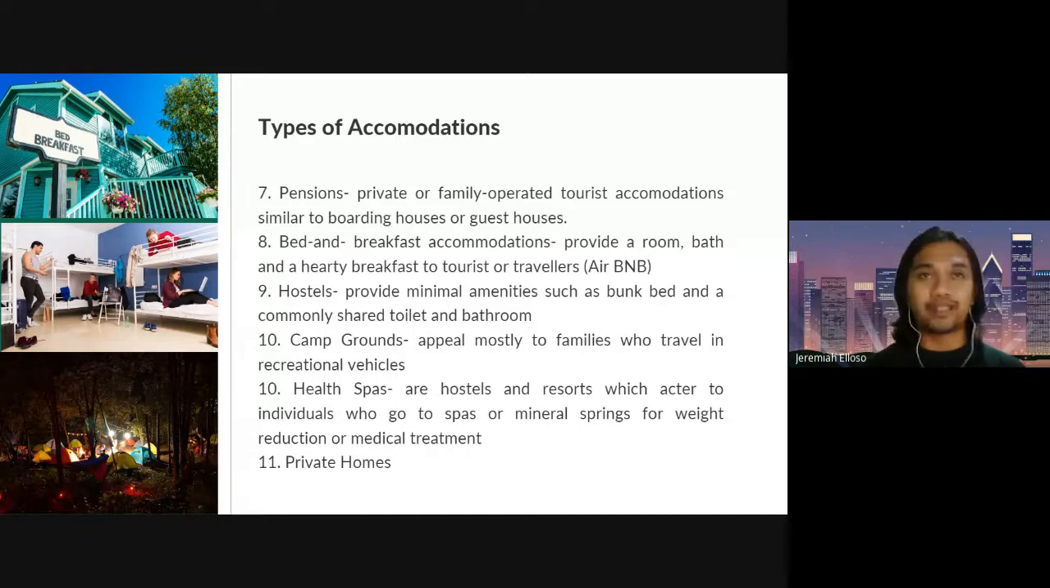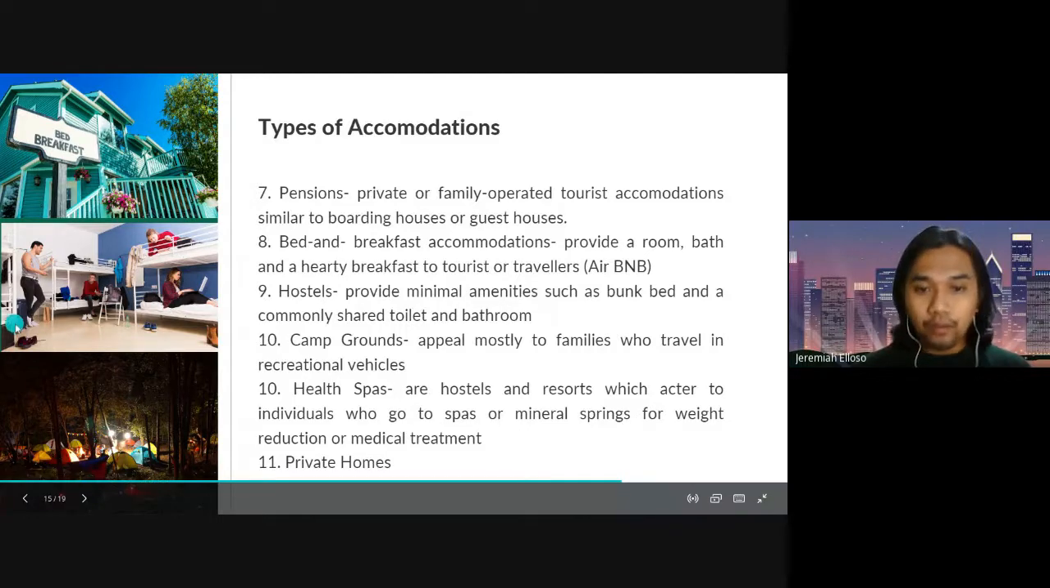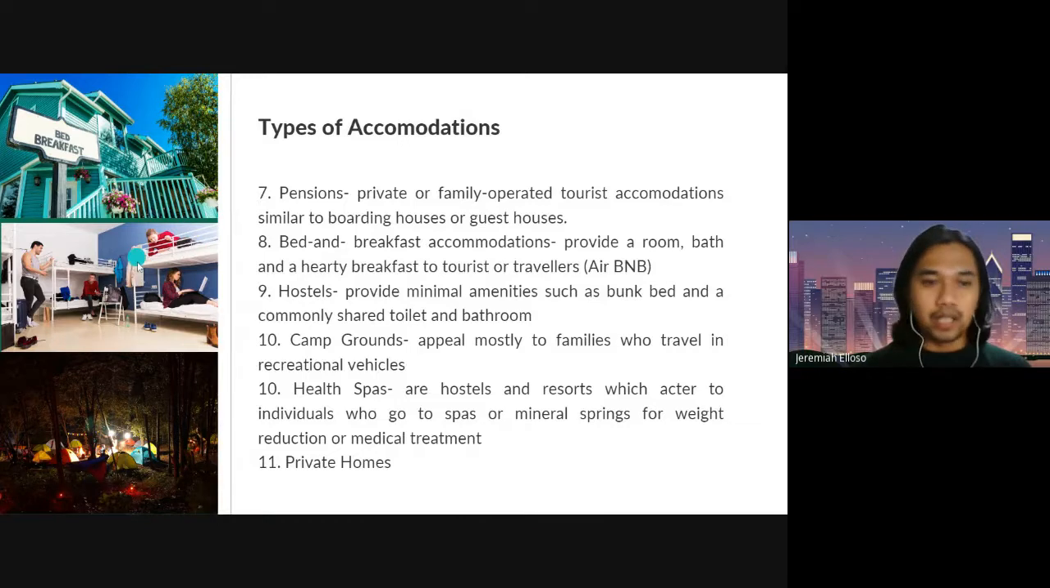And this is the very popular Airbnb, okay, which usually has an imagery or ambiance of a condo unit. The interiors are very much like a condo. So those are the modern Airbnbs. And then hostels, they provide minimal amenities such as bunk beds and a commonly shared toilet and bath. So this is an example of a hostel. Okay, so they would have double-deck facilities.